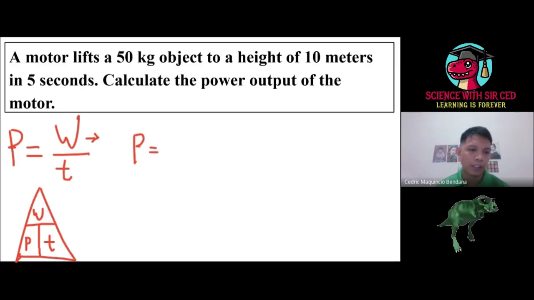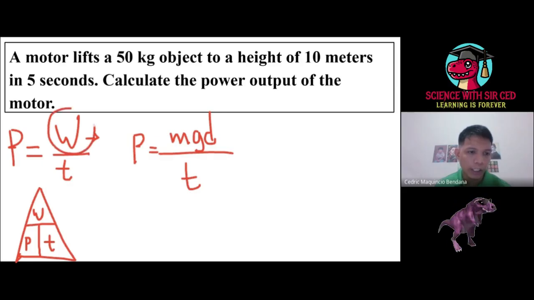So instead of using this one, we are going to expand it using a formula for work. In this situation, the movement is vertical, so we can use the vertical formula of work, mgd, divided by time. Don't be confused. Mgd is the same as work. This is the formula of work earlier. It's just that we don't have work, so we need to calculate work first. Mgd is the formula for work.